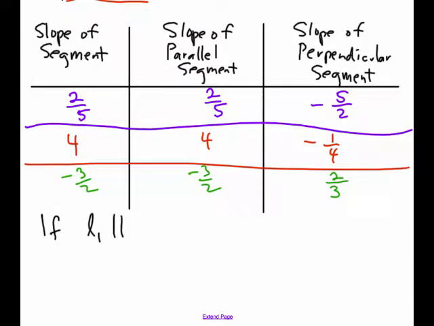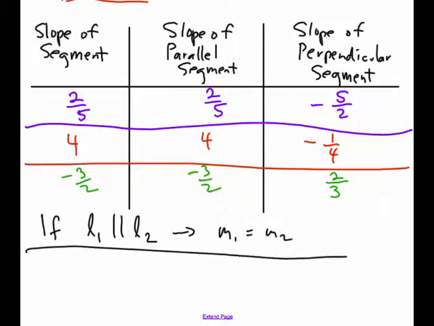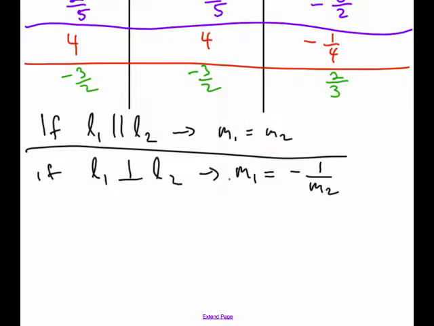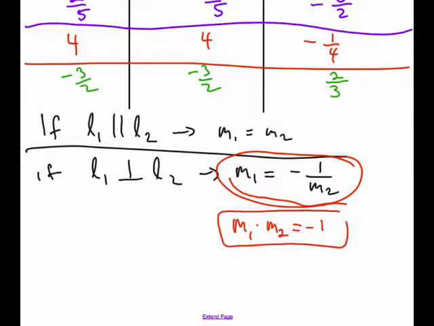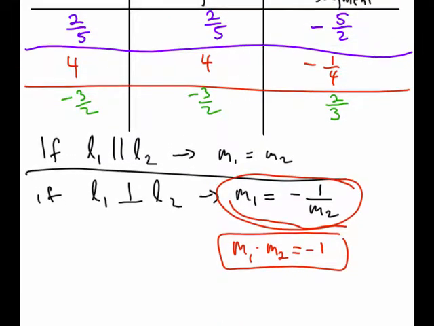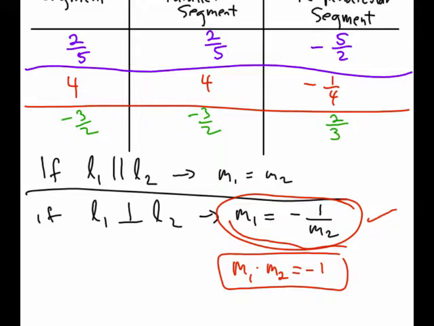So if line 1 is parallel to line 2, then slope 1 is equal to slope 2. It's just another way to state these conclusions above. If line 1 is perpendicular to line 2, then slope 1 is the opposite reciprocal of slope 2. And another way to say this statement is to say that the two slopes, slope 1 and slope 2, multiply to -1. So if line segments are perpendicular, we can say that their slopes are negative reciprocals of one another, or their slopes multiply to -1.